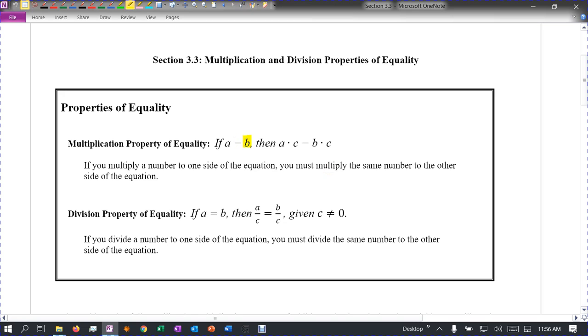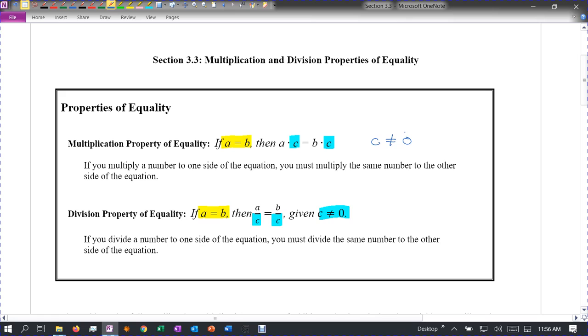So if you start with an equation, then you're always allowed to multiply both sides of the equation by some number, so long as that number is not zero. Okay? And then, if we start with an equation, we can always divide both sides of the equation by a number, so long as that number is not zero. Now, I'm realizing here that they don't have that written in the top one. They don't have C can't be zero.